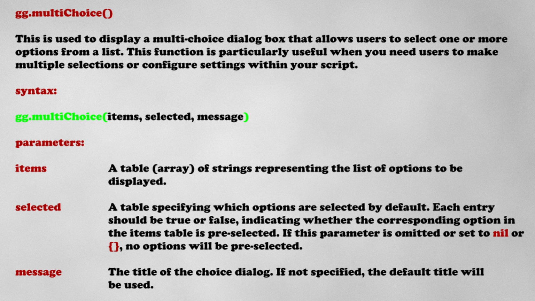Parameters: items. A table, array, of strings representing the list of options to be displayed. Selected: a table specifying which options are selected by default. Each entry should be true or false, indicating whether the corresponding option in the items table is pre-selected. If this parameter is omitted or set to nil, no options will be pre-selected. Message: the title of the choice dialog. If not specified, the default title will be used.